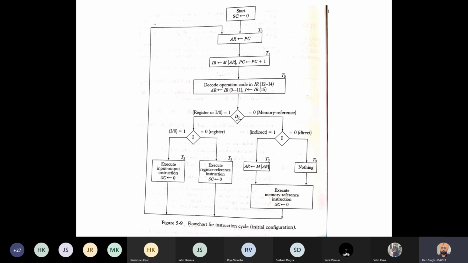In decoding, if the microprocessor finds D7 is 0, it means the instruction is related to memory. Further, if it finds I equal to 0, then the addressing mode used in the memory related instruction is direct. And if it finds indirect addressing, then during T3, a value from the memory address will be obtained in the AR register.